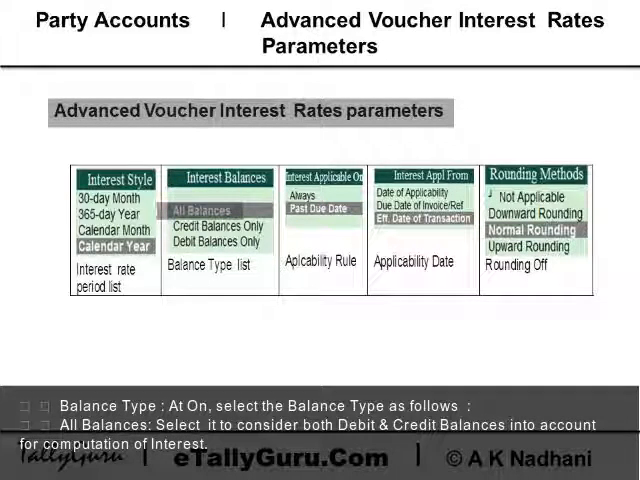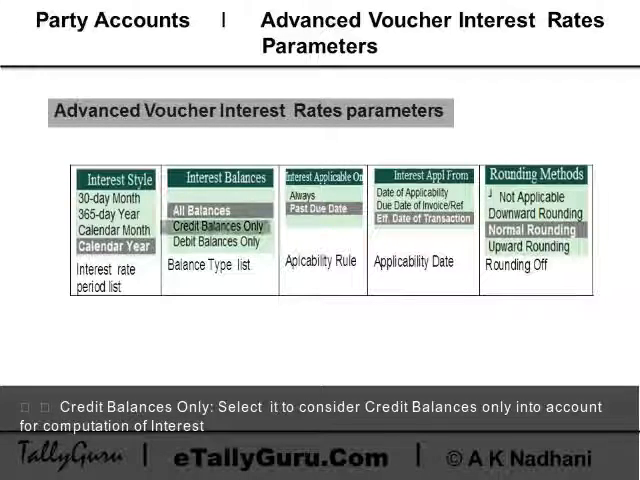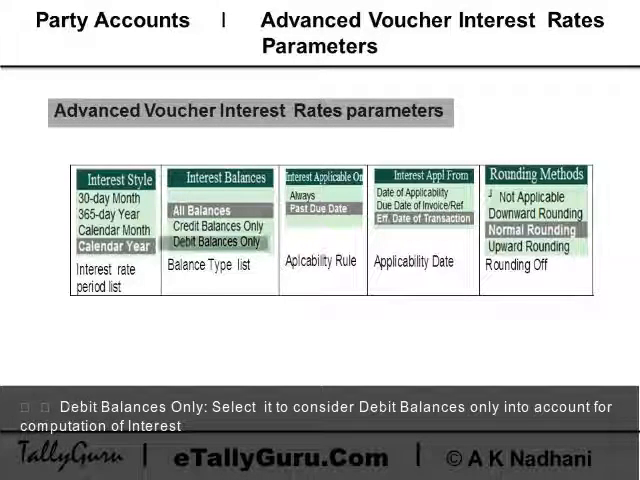Balance type. At on, select the balance type as follows. Select all balances to consider both debit and credit balances into account for computation of interest. Credit balances only. Select credit balances only to consider credit balances only into account for computation of interest. Select debit balances only to consider debit balances only into account for computation of interest.